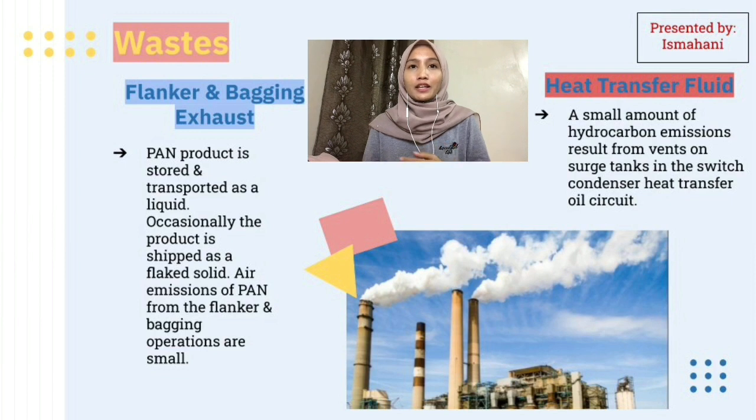For flaker and bagging exhaust, phthalic anhydride product is stored and transported as a liquid. Occasionally, the product is shipped as a solid. Air emissions of phthalic anhydride from the flaker and bagging operation are small. Lastly, for heat transfer fluids, only a small amount of hydrocarbon emissions results from vents of such tanks in the switch condenser and heat transfer oil circuits.